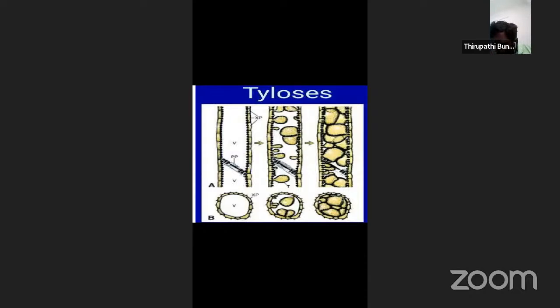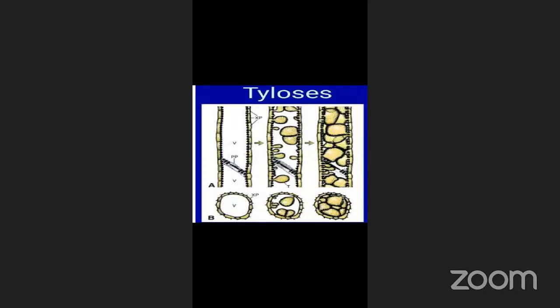These tylosis become inactive and block the lumen of vessels, and reduce the permeability of the wood. That's why heartwood has lost the power of conduction. That is the main reason why heartwood does not participate in conduction.